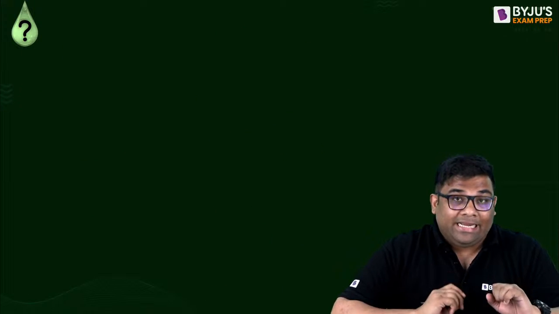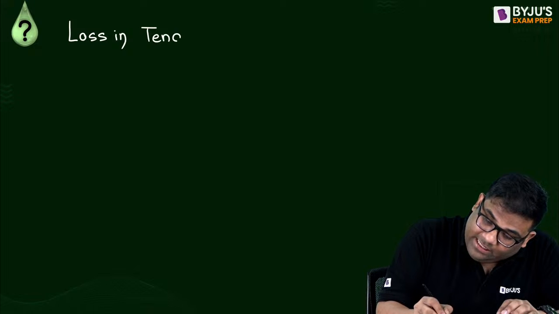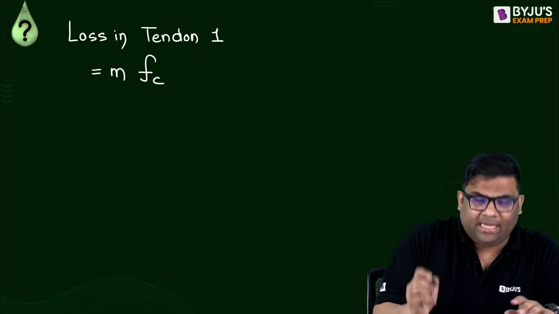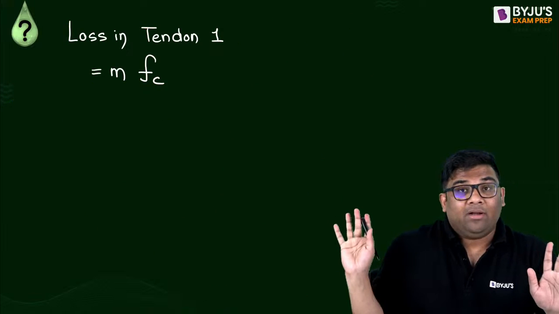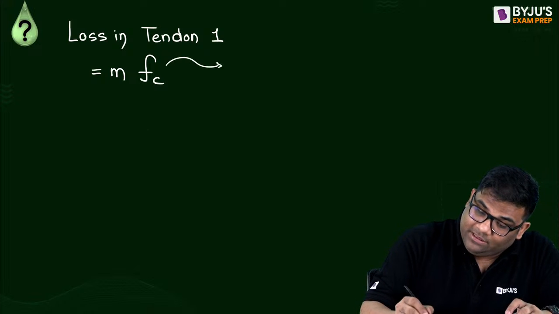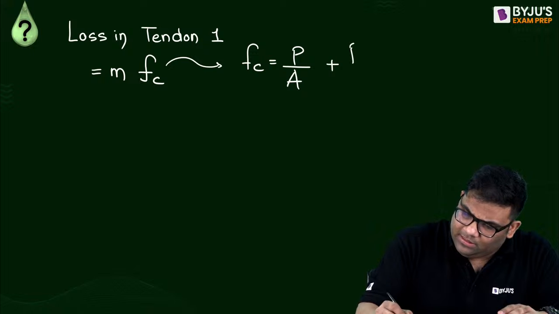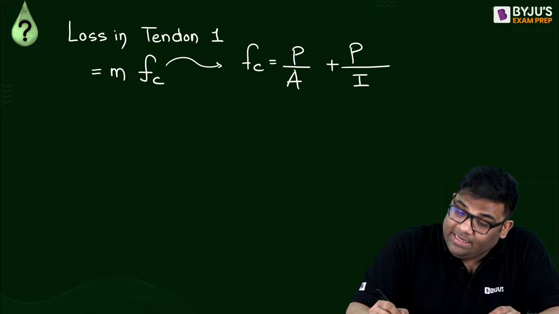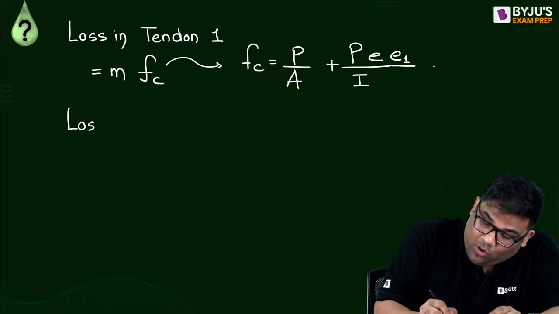Now when you're finding the loss in tendon 1, what will you do? That will be equal to M into FC, same formula, M into FC only. Tendon 1 means this location. The formula will be the same, but what will vary? This FC will be equal to P by A, then P by I also, but in place of E square, it will be E into E1.